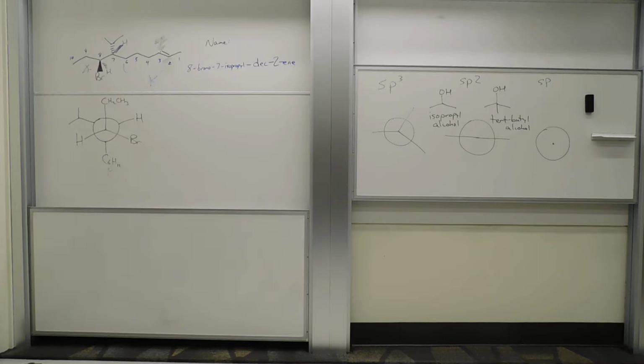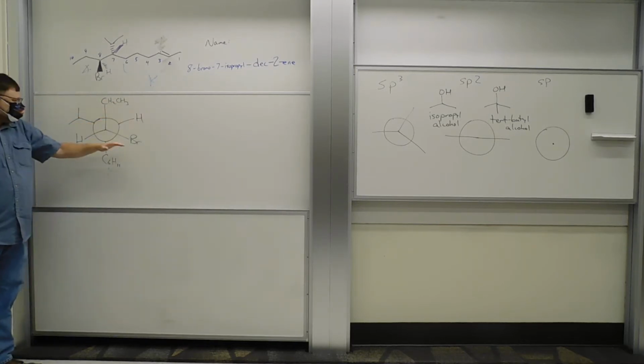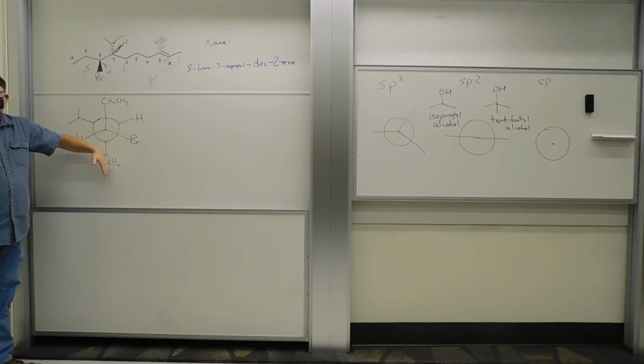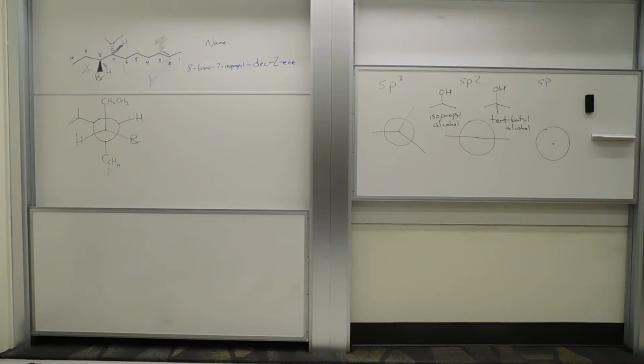The eclipsed conformations would be like rotate 60 degrees, and the ethyl group would be right in front of the H, the bromine would be right in front of the C6, and the H would be right in front of the isopropyl. The bonds would eclipse one another. Those are the least stable conformations. Okay, there's going to be 3 eclipsed conformations. Those are the least stable, highest energy conformations. There are 3 staggered conformations. Those are the most stable.